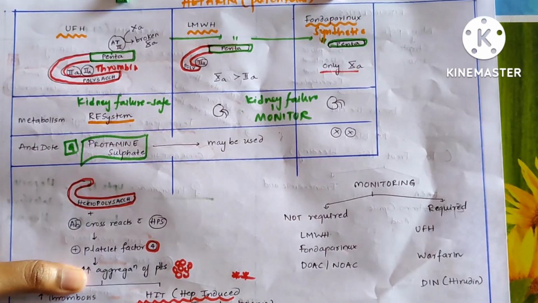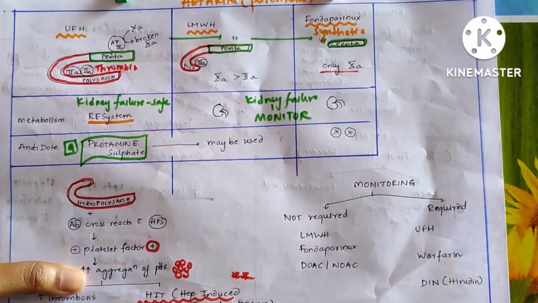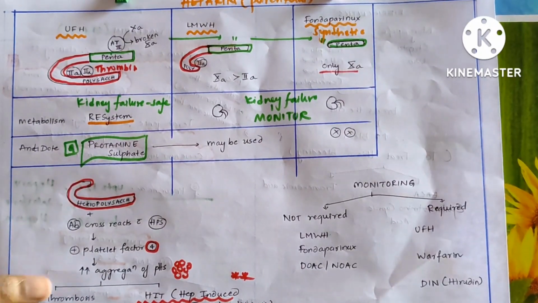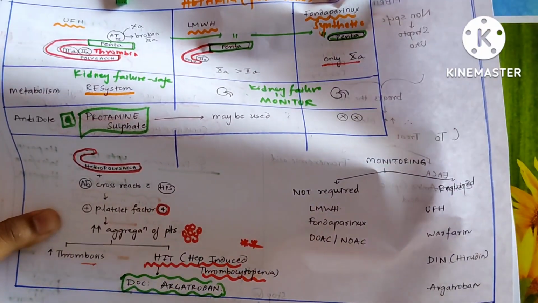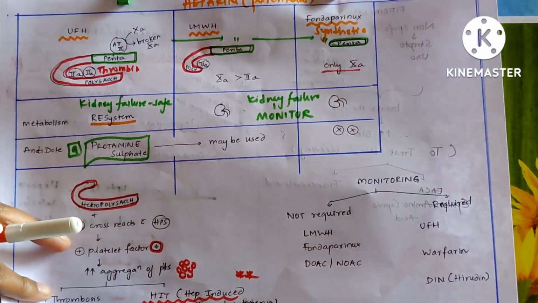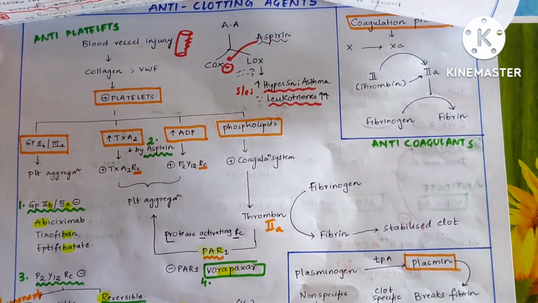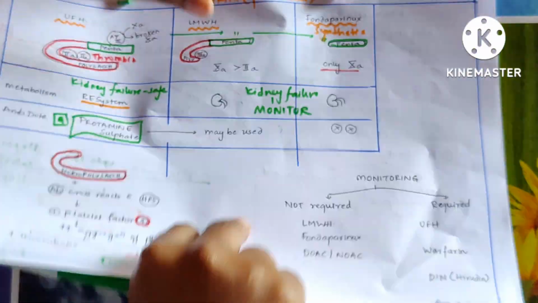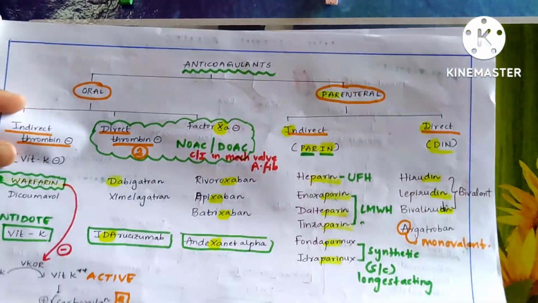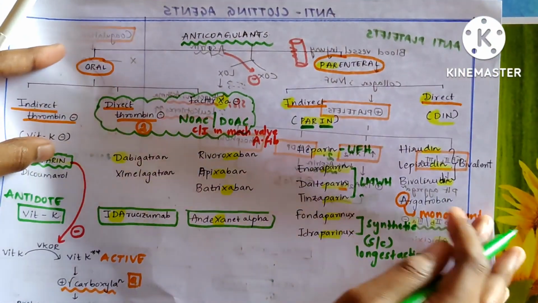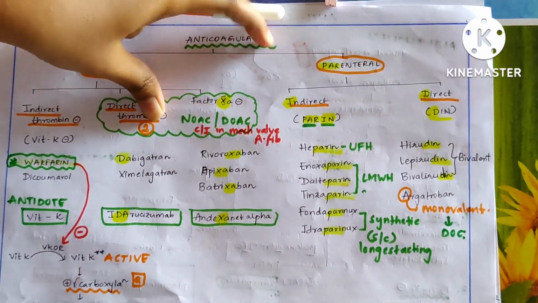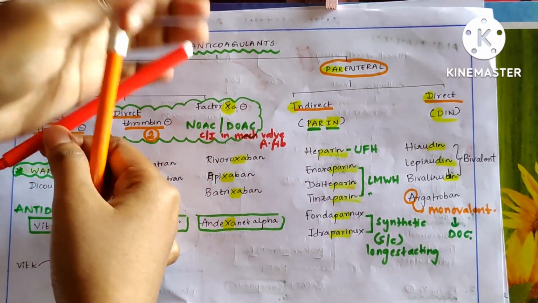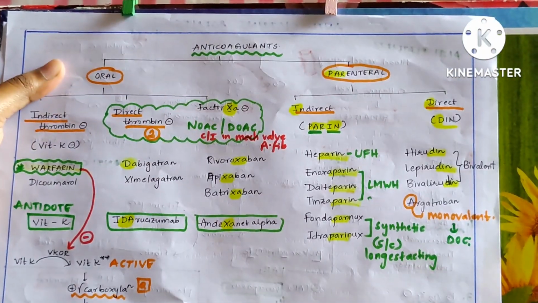So they ask you, what is the drug that you use to treat heparin induced thrombocytopenia, or when you suspect heparin induced thrombocytopenia? So the drug that we use is argatroban. Just try to recall argatroban, we have read under parenteral drugs. In the parenteral drugs also, we have read it under the direct ones along with hirudin, lepirudin, bivalirudin, argatroban monovalent one. So it is the drug of choice for heparin induced thrombocytopenia.